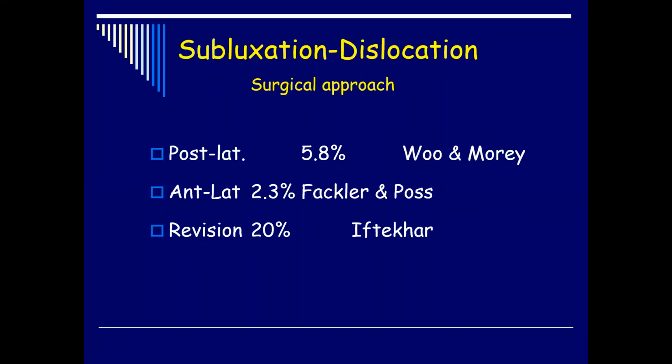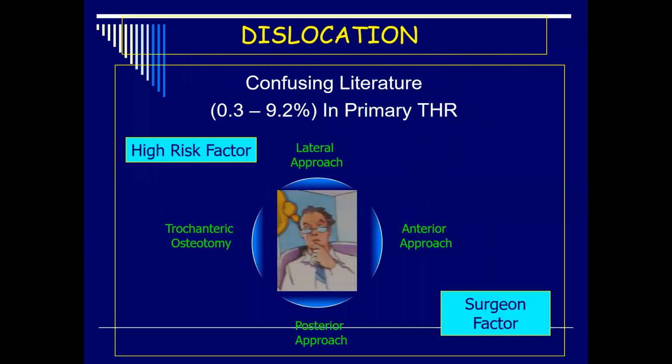This is very old literature. Don't quote it. Posterior lateral approach 5.8, anterolateral 2.3, revision 20%. These are very, very old figures, from the 1970s and 80s. I will show you the recent figures also. There is a confusion in the literature. Reported rates are from 0.3 to 9.2. Who are these 0.3 and who are these 9.2?